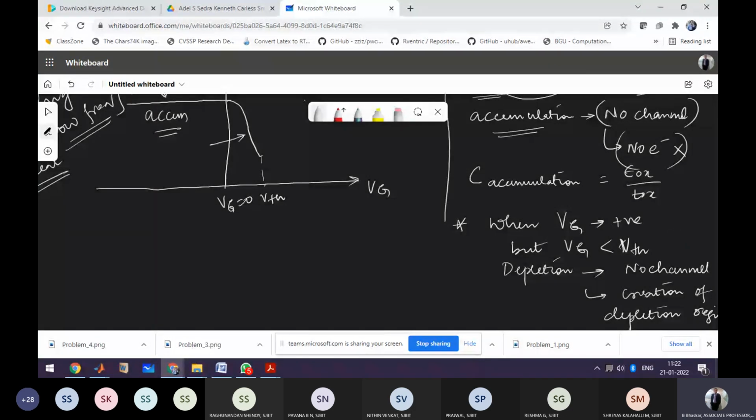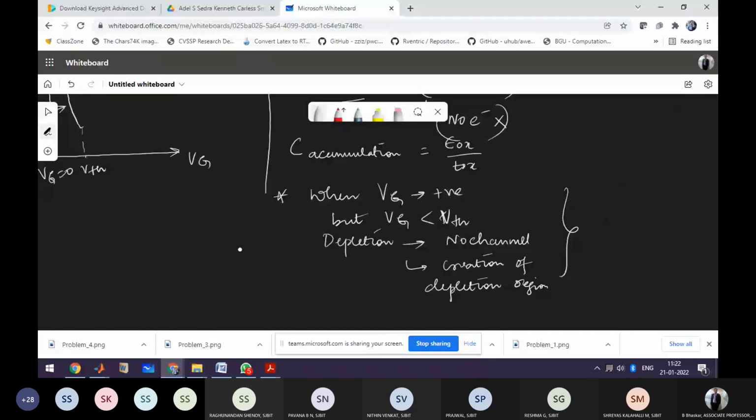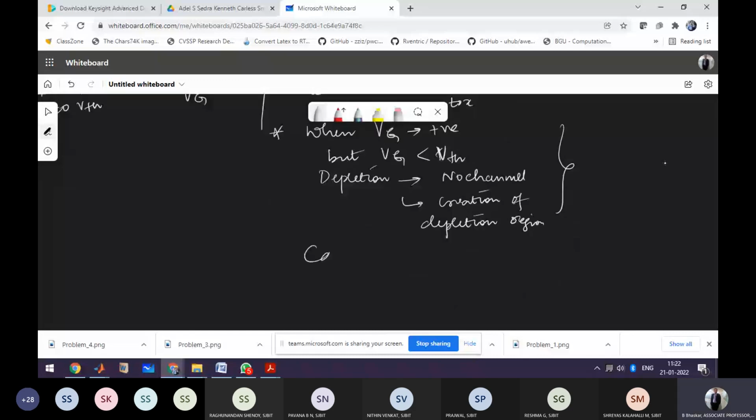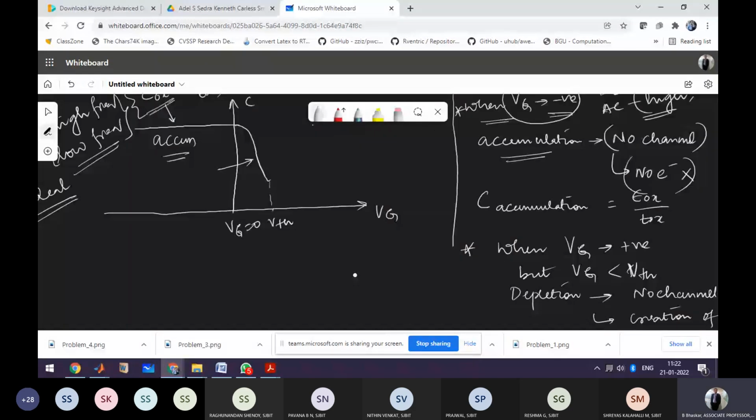Do you observe this particular graph to change, no matter whether it is a high frequency or low frequency? What is your answer? What is the capacitance equation that we wrote for this? C depletion, until the threshold voltage, we wrote it as what? Epsilon OX divided by TOX plus epsilon OX divided by epsilon SD multiplied by XD. Remember, XD has not reached the threshold yet. We are right from here up till this point. We are right now within this region.